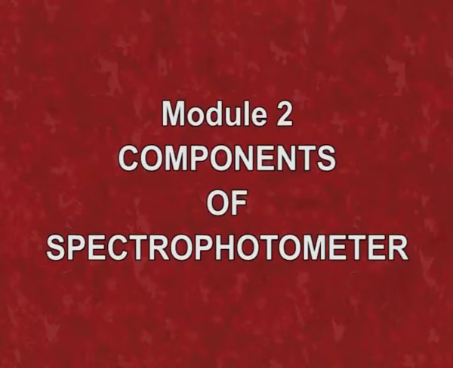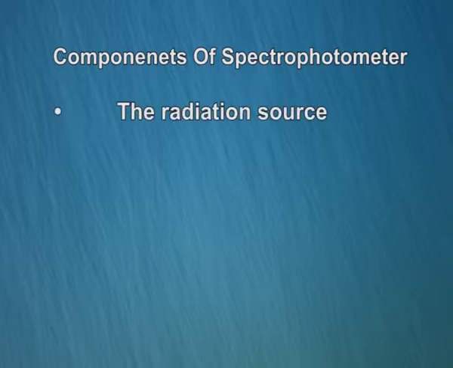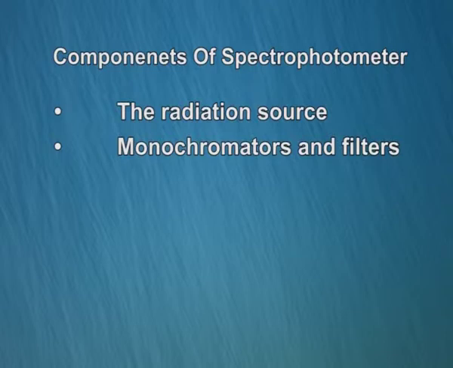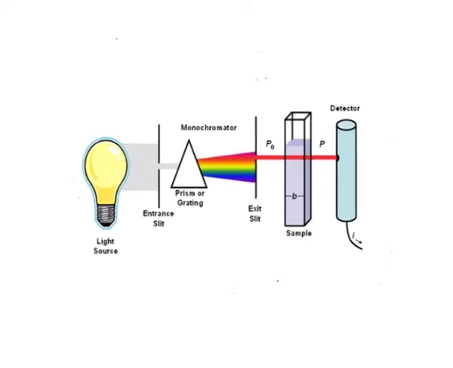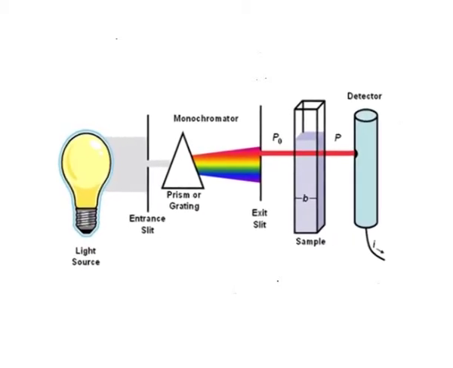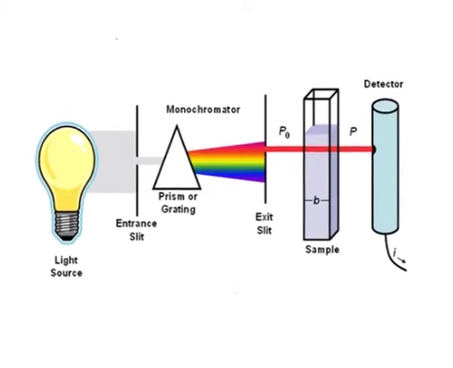Now we will see module 2, which is components of spectrophotometer. It includes the radiation source, monochromators and filters, sample compartment, detector, recorder. First we will discuss the radiation source. The function of the light source is to provide a sufficient amount of light which is suitable for making a measurement. The light source typically yields a high output of polychromatic light over a wide range of the spectrum.